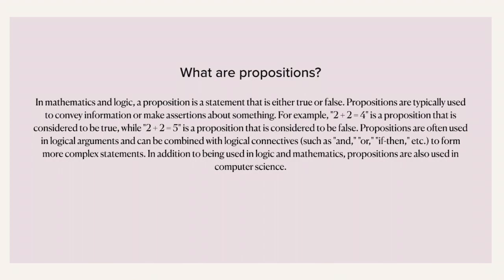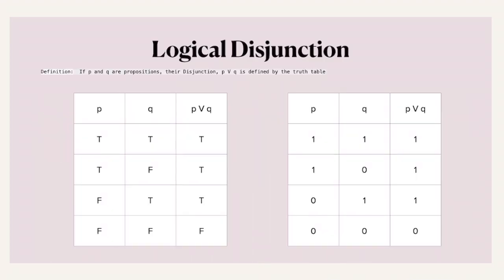Propositions are often used in logical arguments and can be combined with logical connectives such as and, or, if, etc. to form more complex statements. In addition to being used in logic and mathematics, propositions are also used in computer science. So now we're going to split up propositions and talk about the different branches. The first one is going to be logical disjunction.